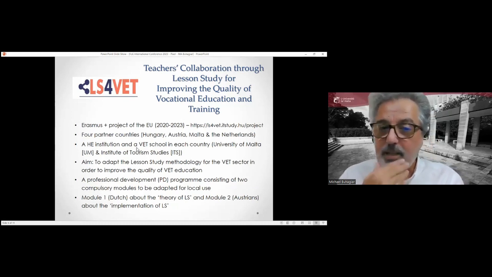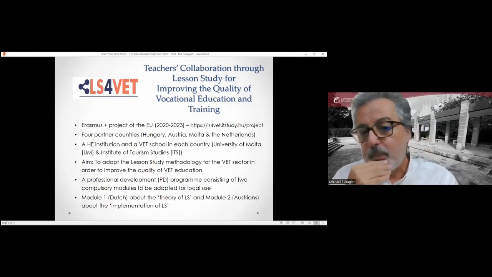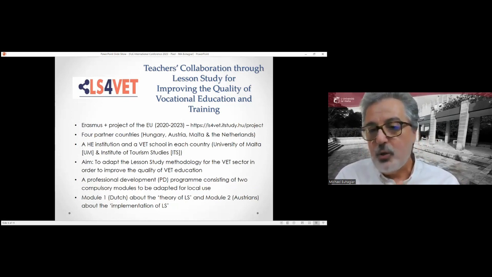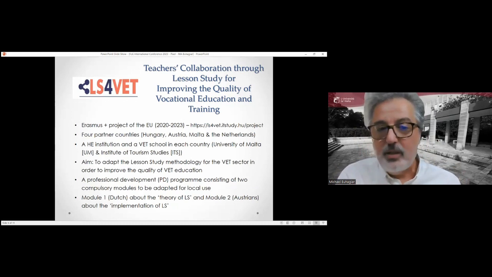There are 4 partner countries: Hungary, which is the lead partner, then Austria, Malta, and the Netherlands. In each country, you have 2 partners. You would have a higher education institution, in our case the University of Malta. And then you would have a VET school in each country. In our case, it is the Institute of Tourism Studies.